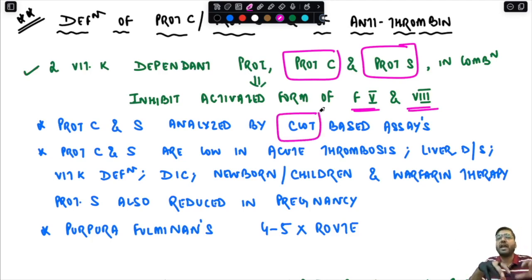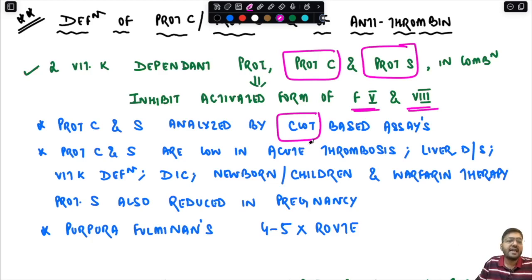Now remember, for any factor evaluation, we have two types of assays. One is clot based assays, one is chromogenic based assays, and we have discussed in detail about the clot based and chromogenic based assays in the lecture on lab evaluation or lab diagnosis of thrombophilia. So in the next part, in part 2, we have discussed that, so I am not discussing it again over here. Okay. So protein C and S are basically analyzed by the clot based assays.